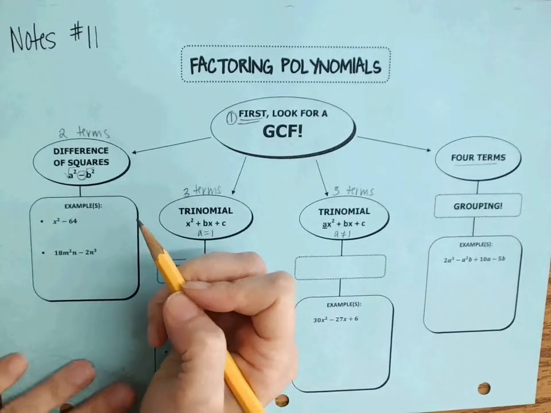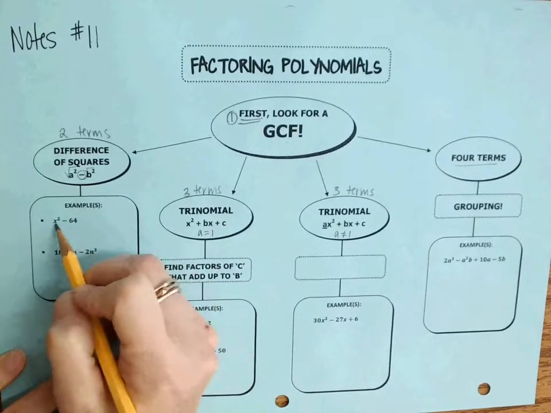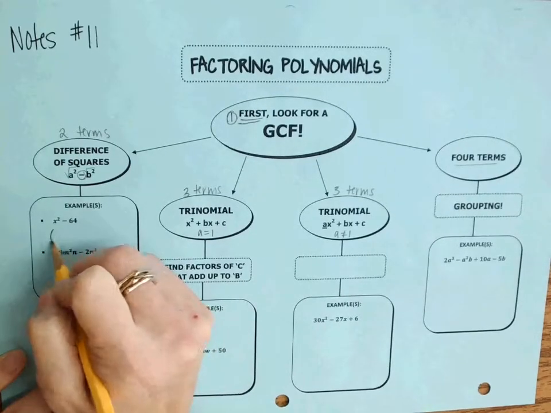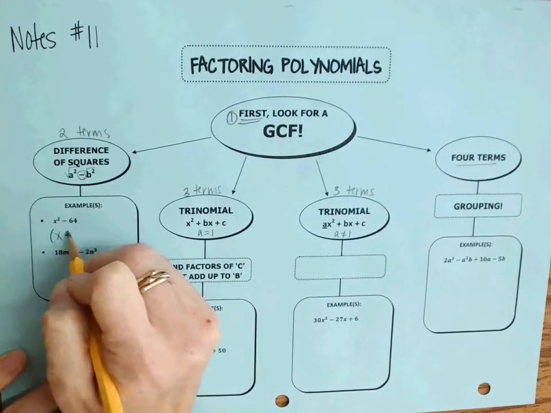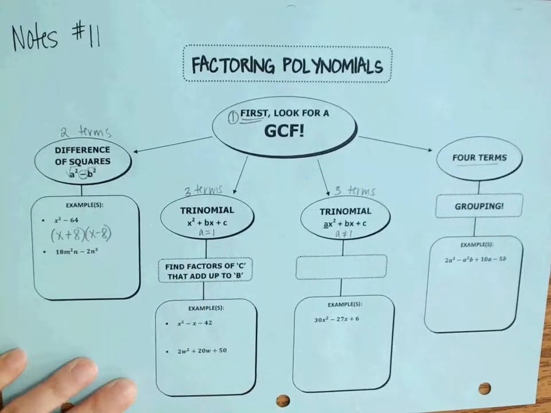So my first example, I'm going to go ahead. I do not see a GCF, but I can find the square root of x squared and the square root of 64. And so my answer here is (x + 8)(x − 8).